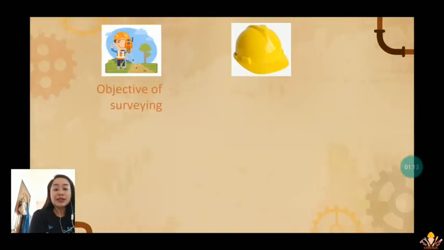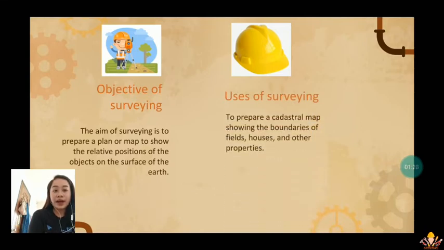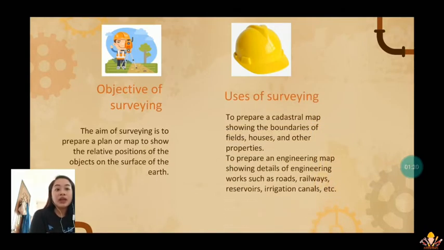So, what is the objective of surveying? The aim of surveying is to prepare a plan or map to show the relative positions of the objects on the surface of the earth. We also have here the uses of surveying. To prepare a cadastral map showing the boundaries of fields, houses, and other properties. To prepare an engineering map showing the details of engineering works such as roads, railways, reservoirs, irrigation canals, and etc.